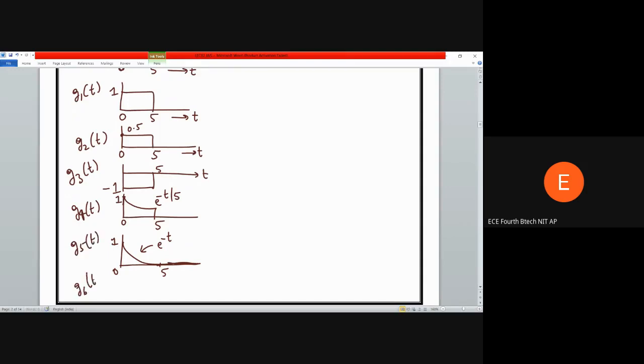And the last one, this is g5 of t, and the last one, let me take it as g6 of t. I'll be considering a simple sinusoidal signal. So this is 5. Of course, amplitude goes to +1, and this is -1, and this is 5, and the expression is given as sin 2 pi t. Now let us try to see how these things happen.